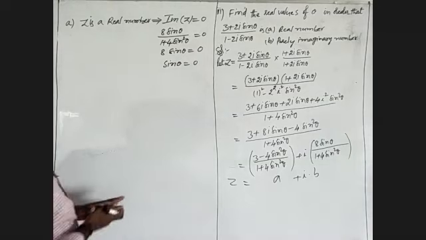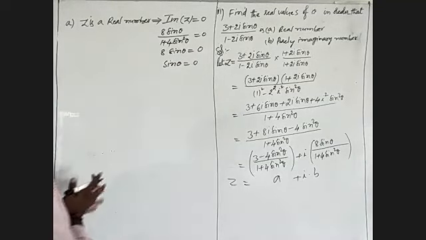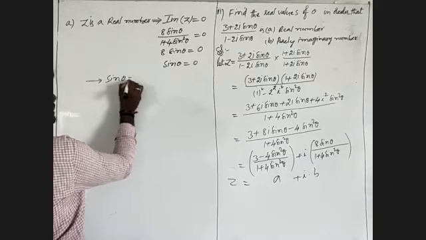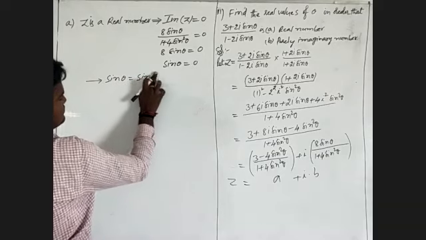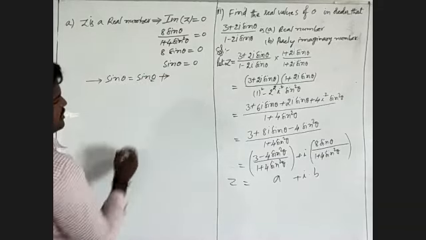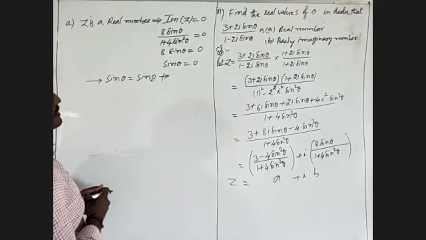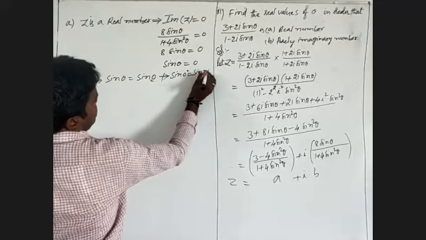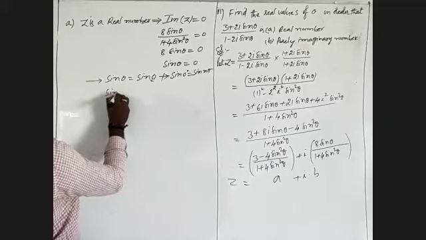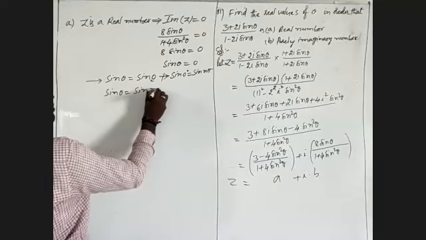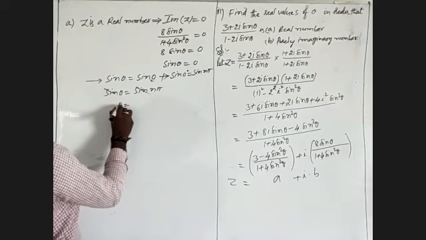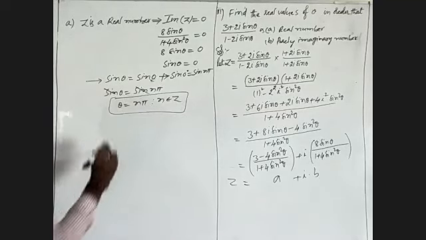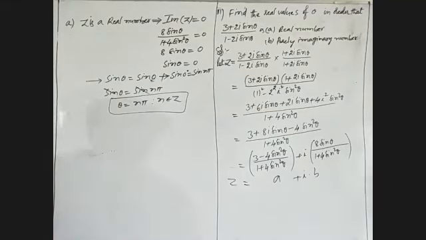When does sin become 0? Sin 0 degrees is 0. That means we will write sin 0 as sin n pi. So sin theta is equal to sin n pi, where sin and sin cancel, remaining theta is equal to n pi, where n belongs to Z, meaning n is an integer.